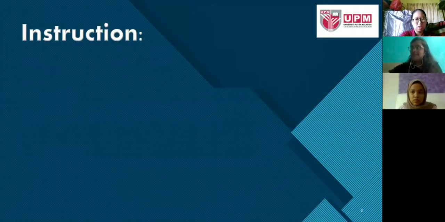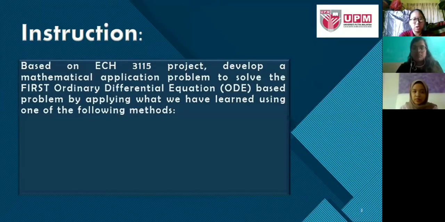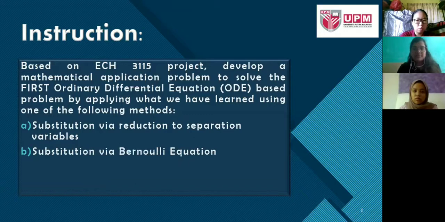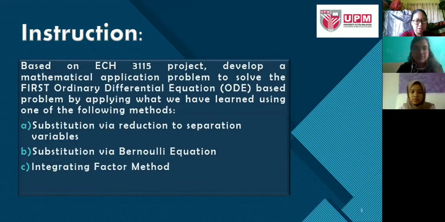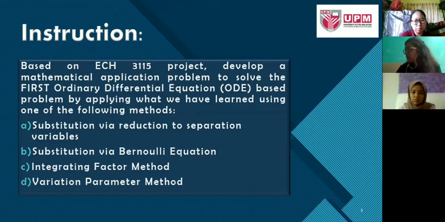Next, the instruction given to us for this project assignment is based on the ECH 3115 project: develop a mathematical application problem to solve a first order ordinary differential equation (ODE) based problem by applying what we have learned, using one of the following methods. The first method is substitution via reduction to separation of variables. The second method is substitution via Bernoulli equations. The third method is the integrating factor method. And the last method is the variation of parameters method.